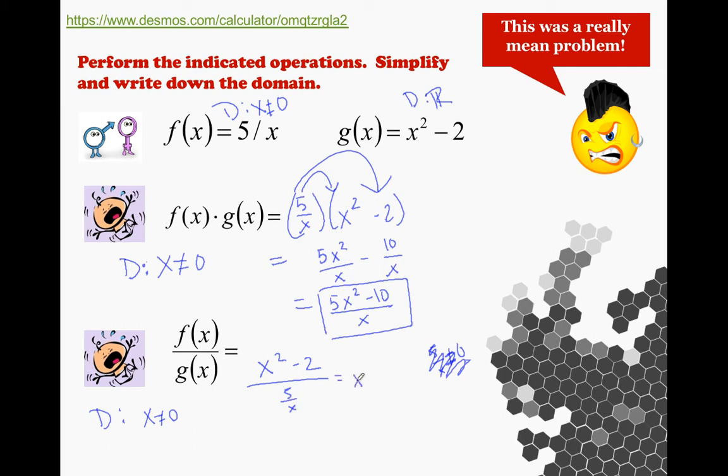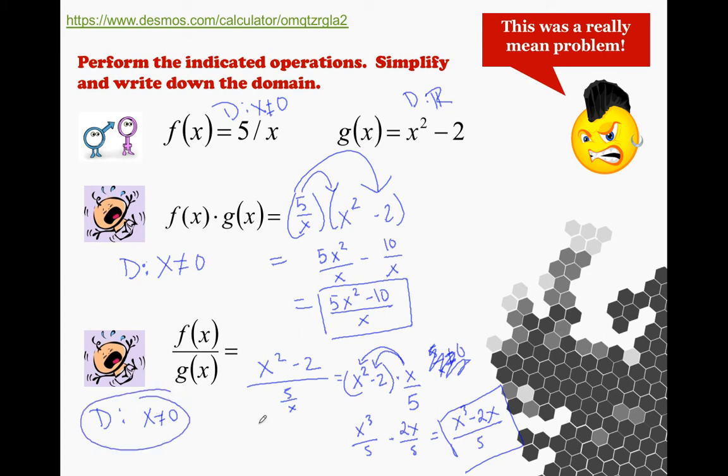Instead of dividing by a fraction, I'm actually going to multiply by the reciprocal, which is x over 5. And then I'll go ahead and distribute. I'm going to get x cubed over 5 minus 2x over 5, which equals x cubed minus 2x over 5, right? That's where it becomes so important, again, that we looked at the domain all the way back here.